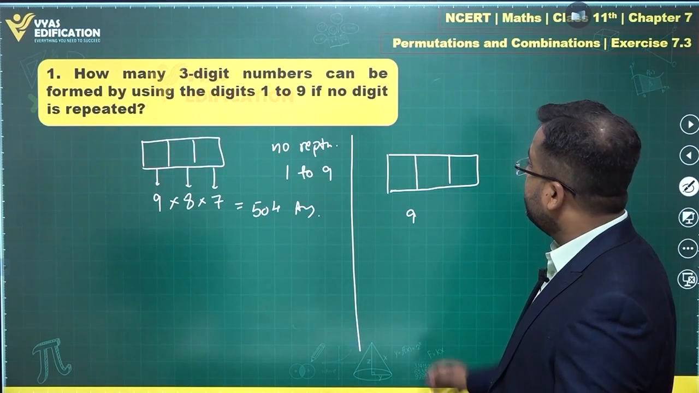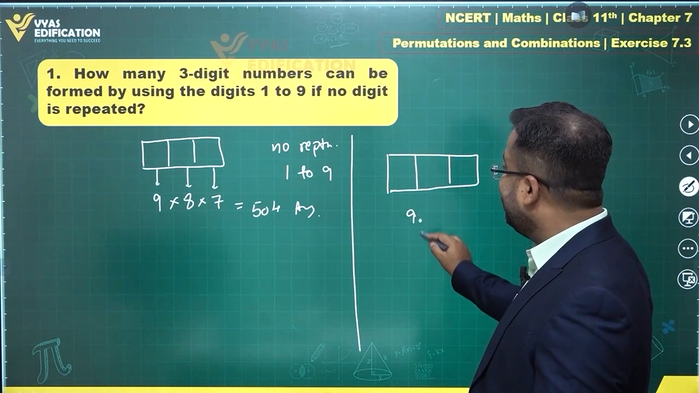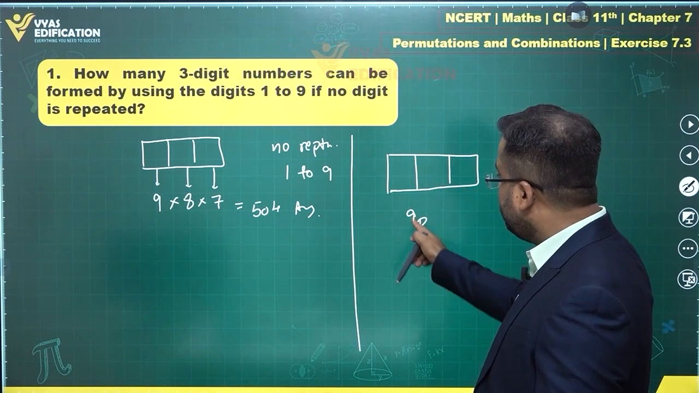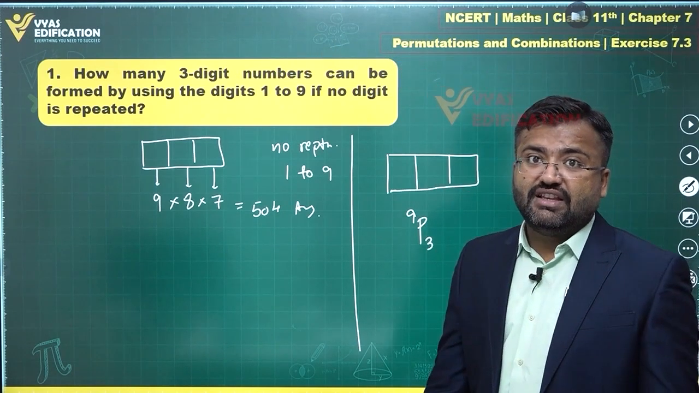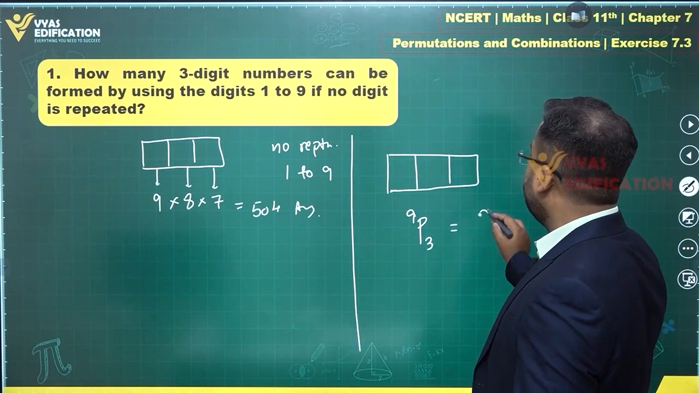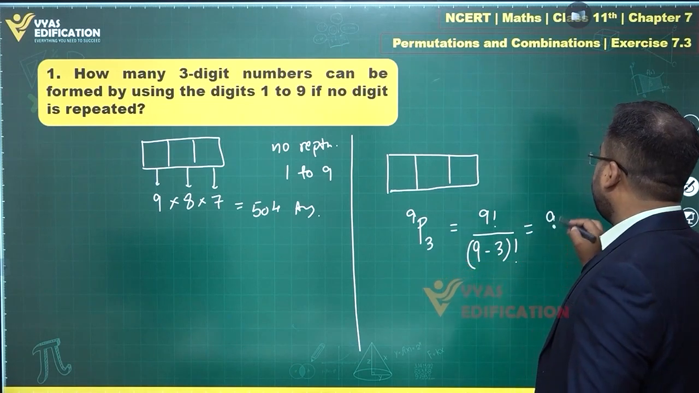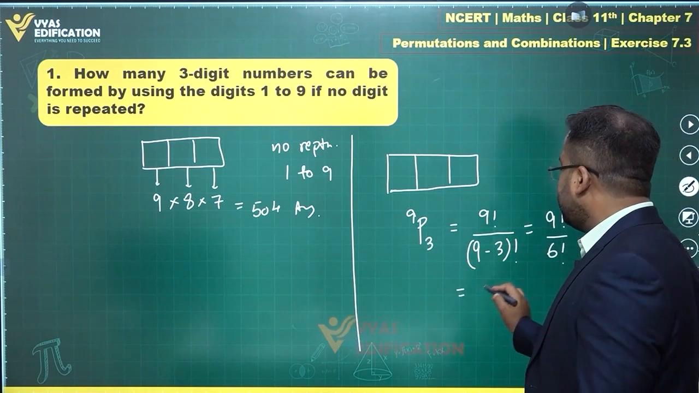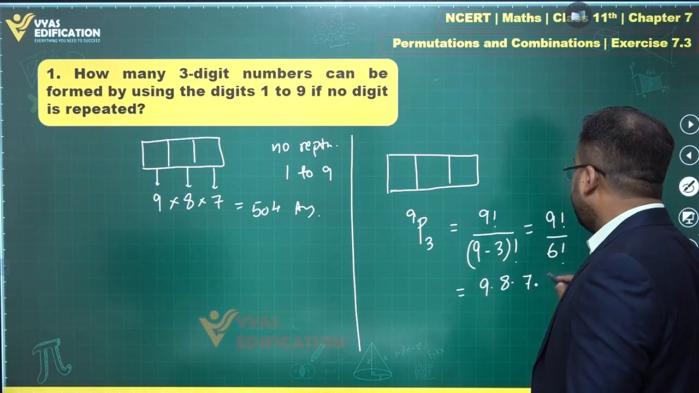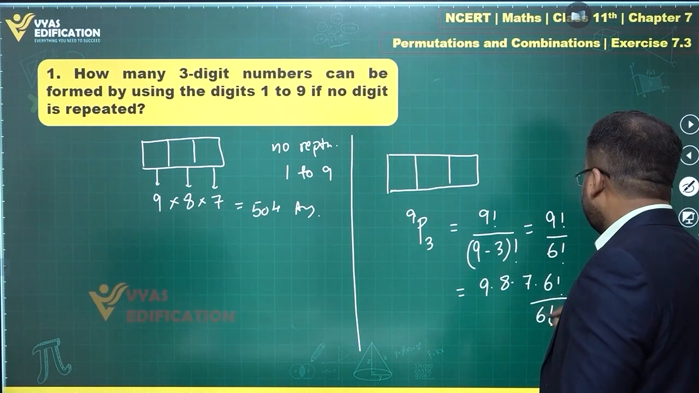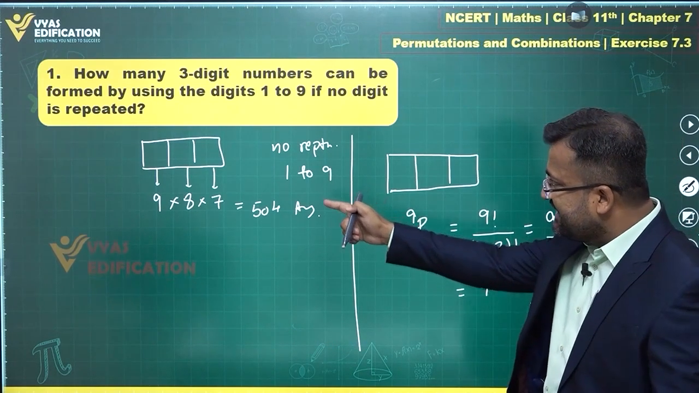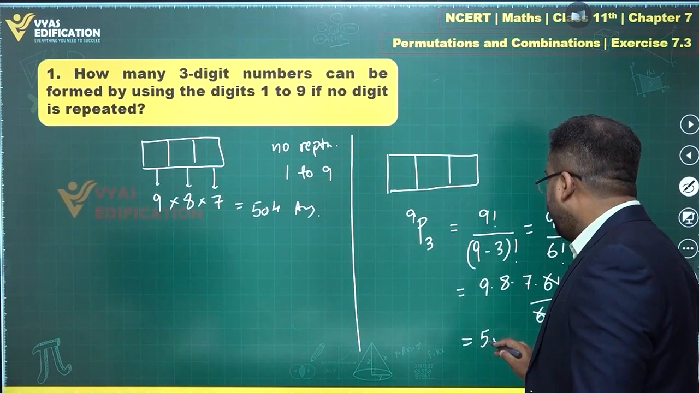So how many 3-digit numbers? We have to permute 3 out of these 9. This is 9P3. And 9P3 is equal to 9 factorial over 9 minus 3 factorial, which is 9 factorial over 6 factorial. This is 9, 8, 7, 6 factorial over 6 factorial. This goes. And we get that exact same thing, which is equal to 504.